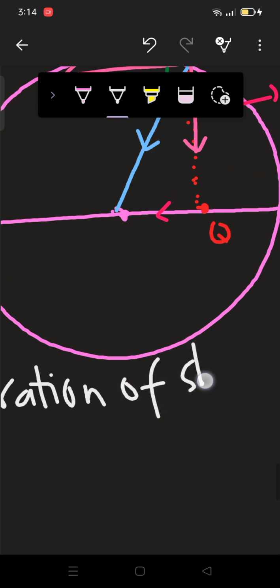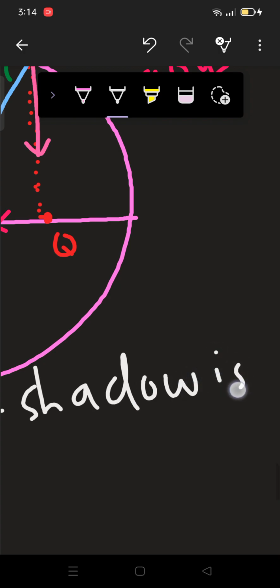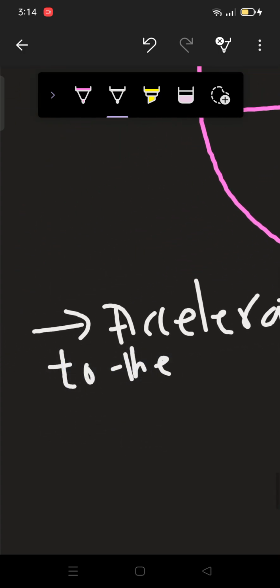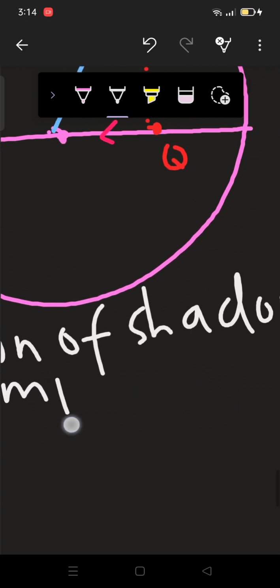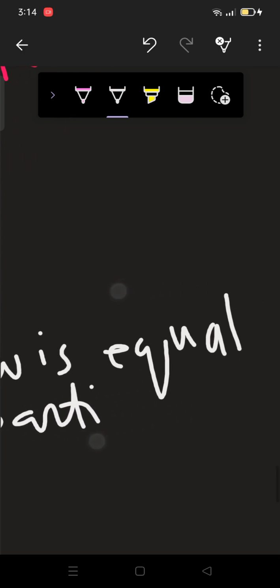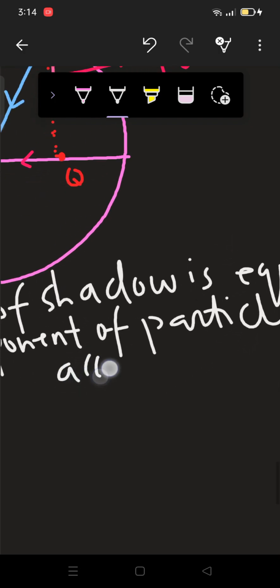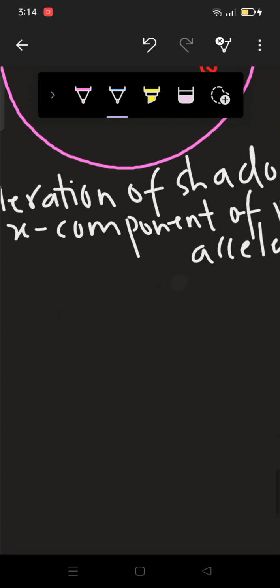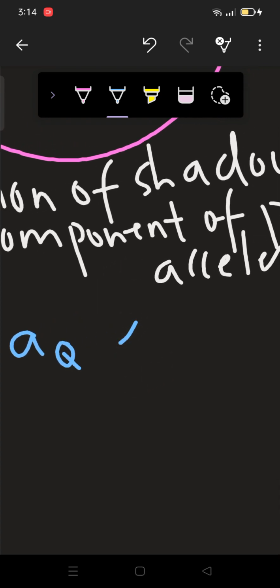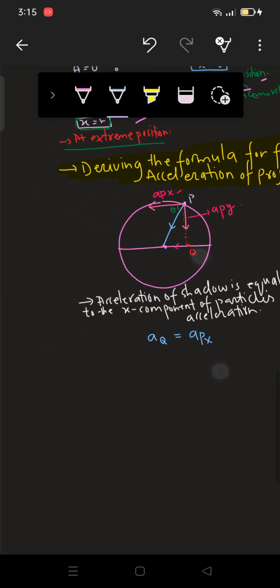Acceleration of the shadow is equal to the x component of the particle's acceleration, which means I can write like this, that the acceleration of the q shadow is equal to the a_px component, since the a_px component is responsible for the particle's acceleration. That's why we have written a_q is equal to a_px.